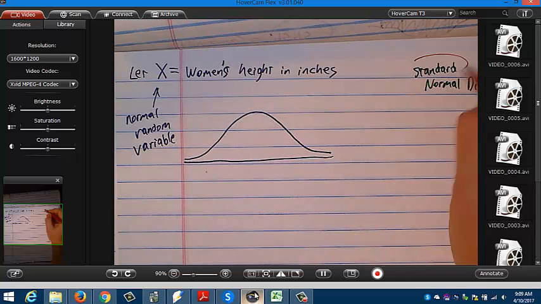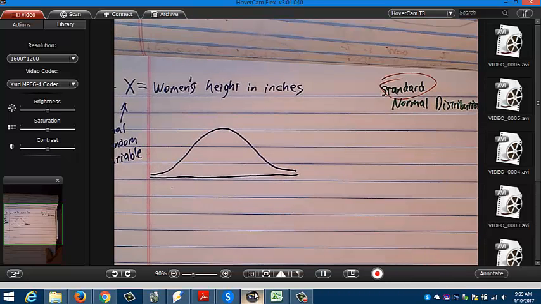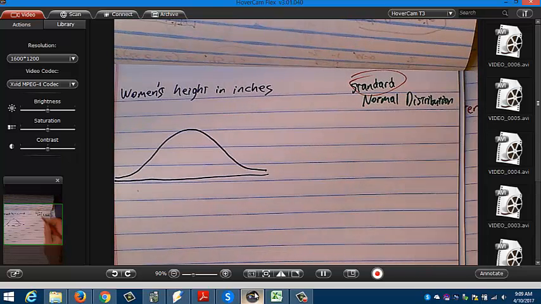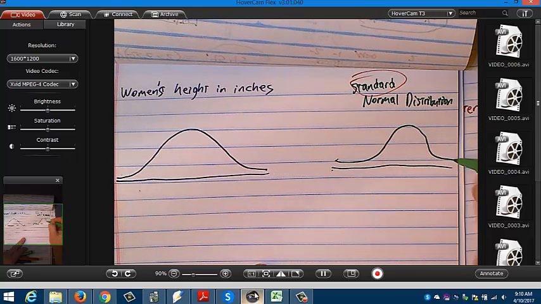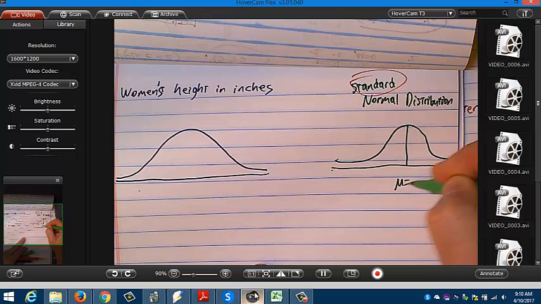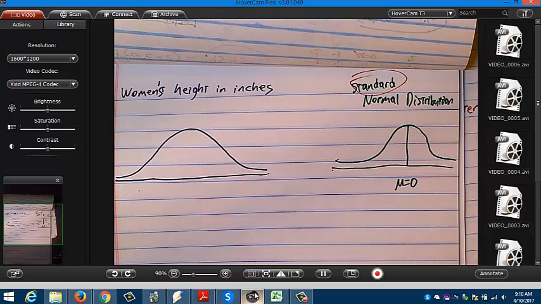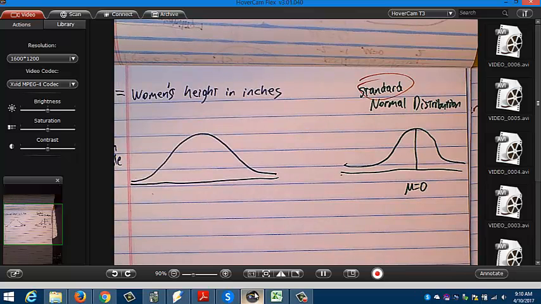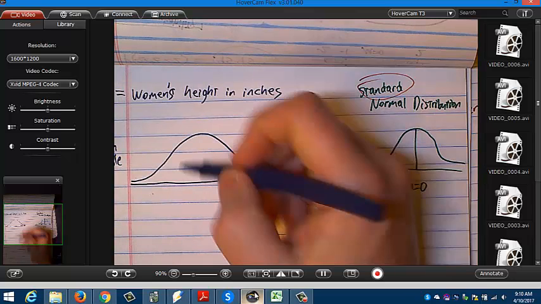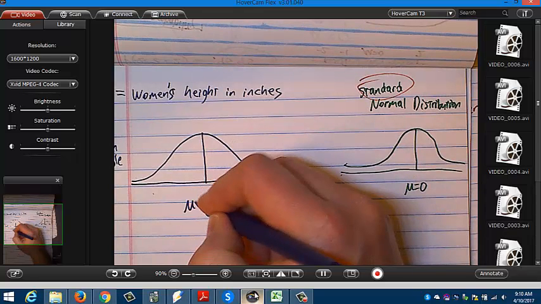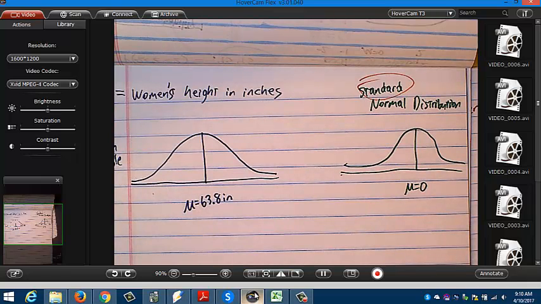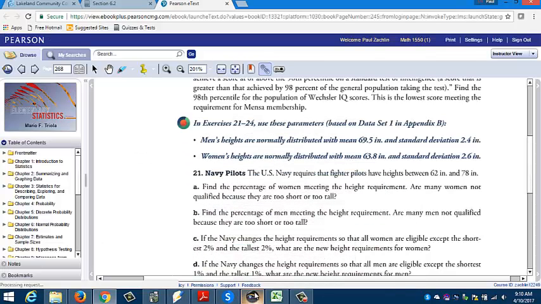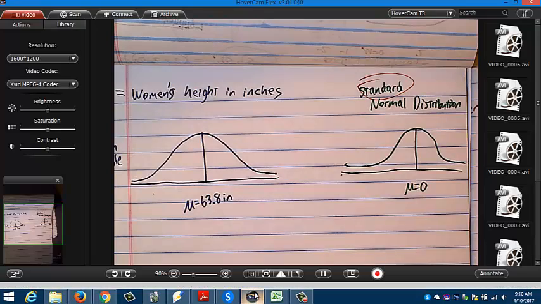If you say standard, then this is your picture. Your picture looks like that one, but the difference is that the mean is 0. But see, for women's heights, there's an average height too. But what's the mean? They said the mean is 63.8 inches. Are you with me on this? Okay? They also gave me the standard deviation. Standard deviation is 2.6 inches, right?